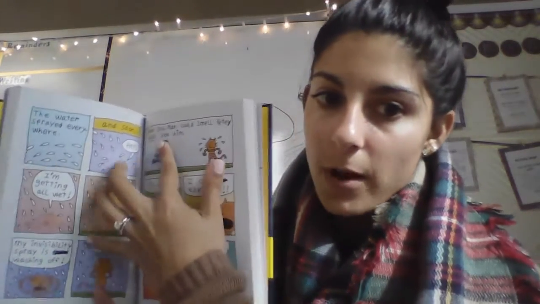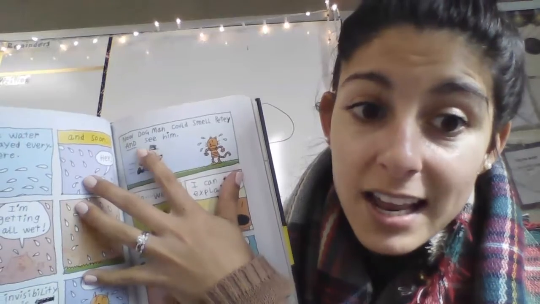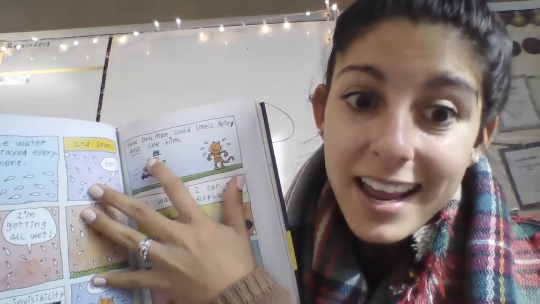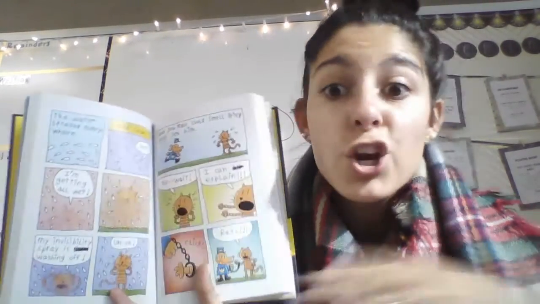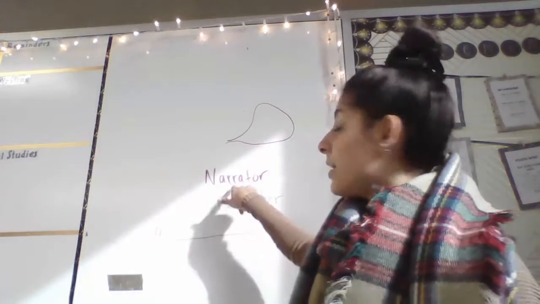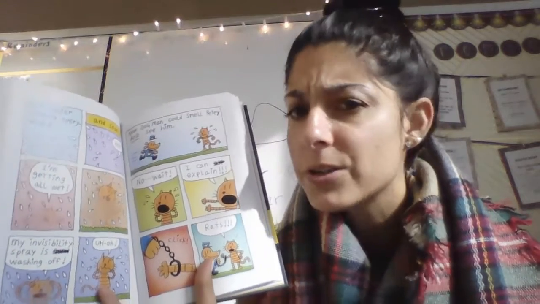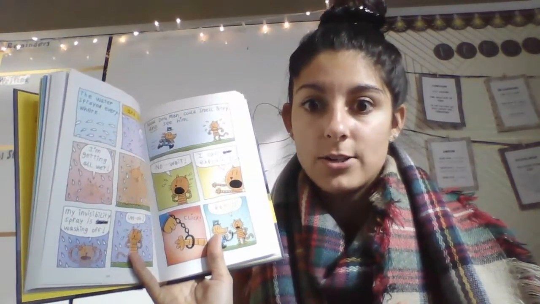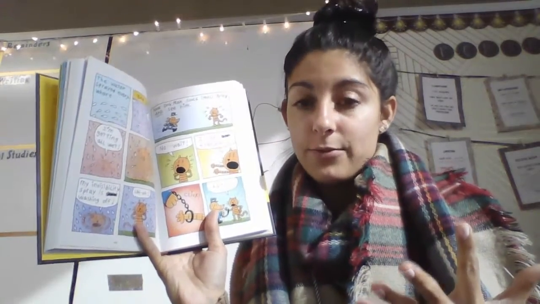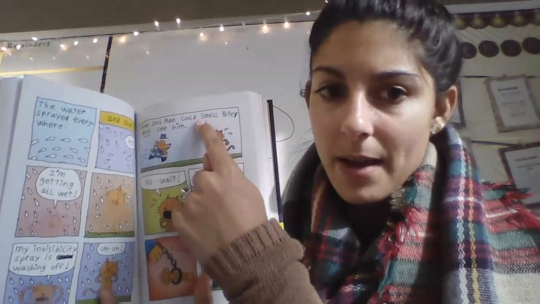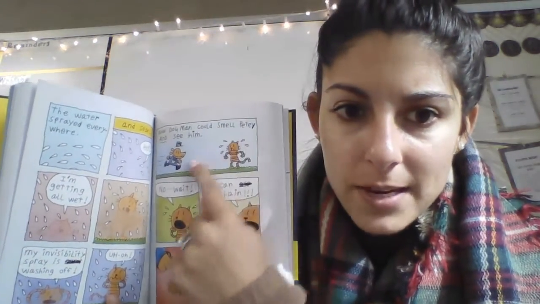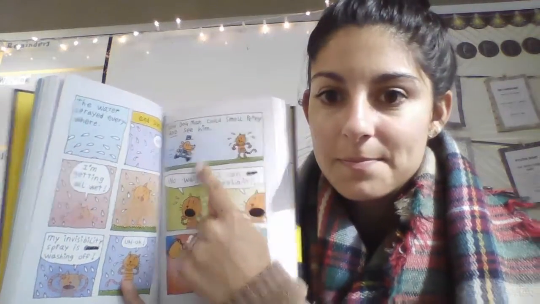There are some spots where they're not talking. Like for example, on this page, it says, now Dogman could smell Petey and see him. No one's talking. It's just the narrator telling what's happening. When that happens, I don't read like a character. I read like a narrator. Narrators still change their voice to make it sound interesting, but they're not acting like a character. They're not making it come alive, right? So notice how I read that. Now Dogman could smell Petey and see him.